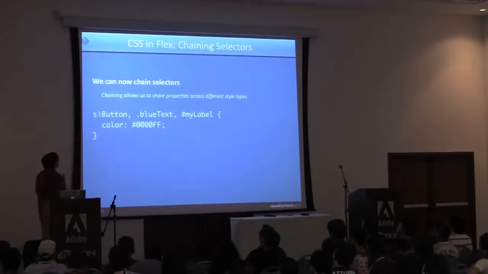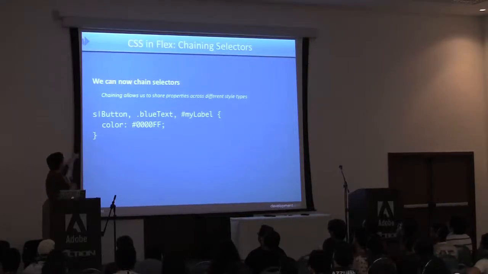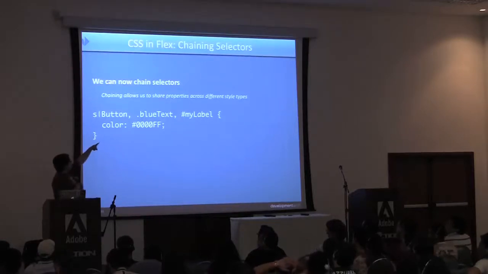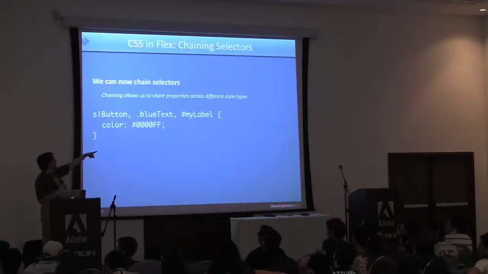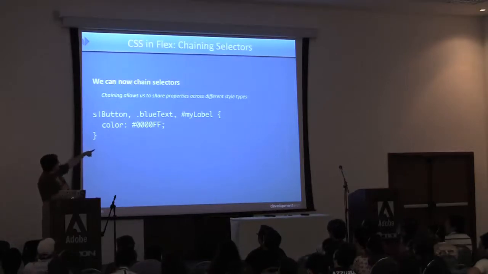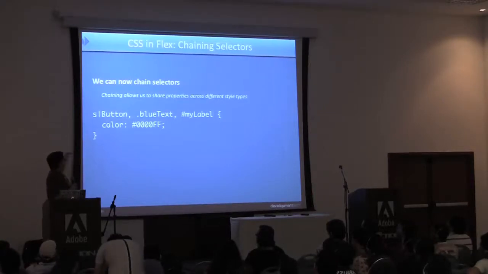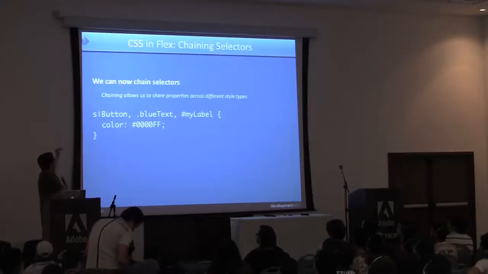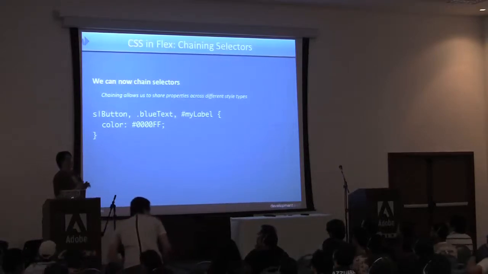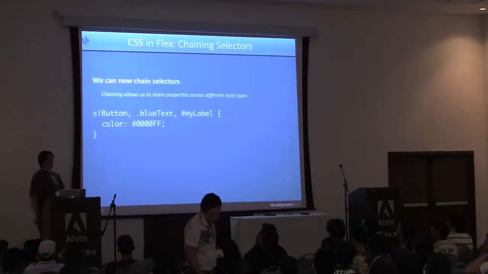Okay. So the next thing we want to look at is this concept of chaining selectors. So you can see here, by using the comma between these, I can share properties of my CSS across multiple types. So I have a type selector for button, I have a blueText class selector, and I have an ID selector called myLabel. And then they're separated by commas and a space, and then I can share that property. So this is a way of grouping it together, saying that I want all of these things to have blue text. Instead of having to declare s|Button color blue, .blueText color blue, #myLabel color blue, I can put them together using commas now. So it's really nice because it allows us to actually write less code and share those styles across the application. And we call that chaining selectors.